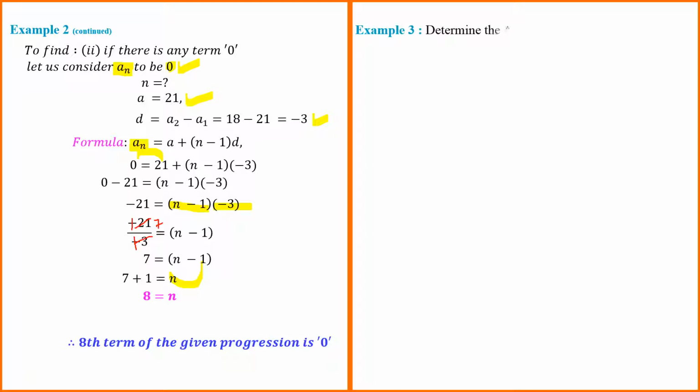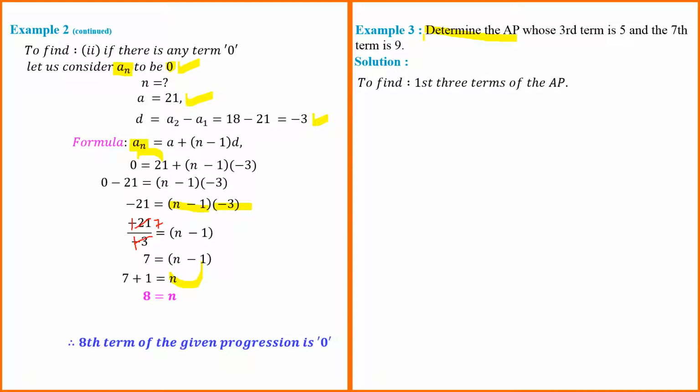Yes, coming to the next question, determine the AP whose third term is 5 and the 7th term is 9. See, here they have asked us to determine the AP. When they say determine the AP, they are asking us to find the first 3 terms of the AP. Then the hint is given, the third term is 5. So when they say third term, we make note A3 equals 5.